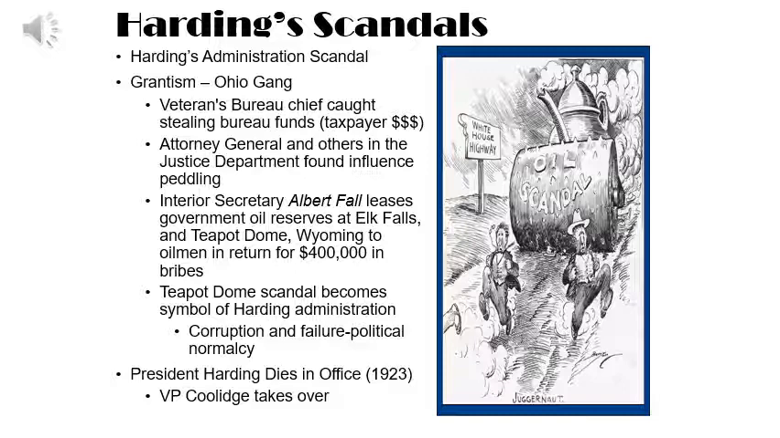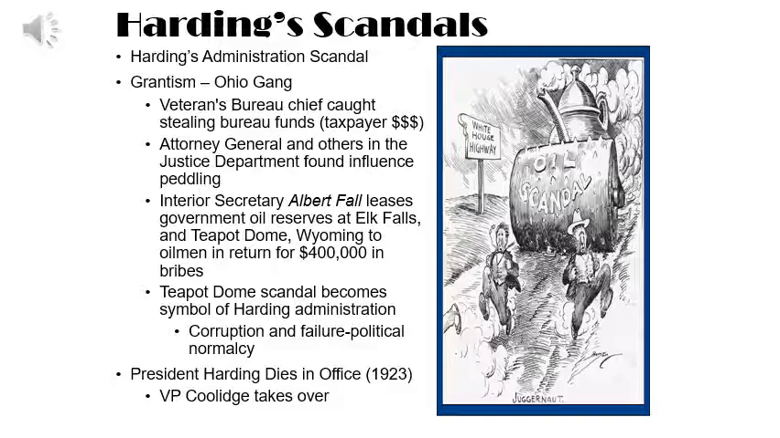The Ohio Gang, or Grantism, began when the Veterans Bureau chief was caught stealing bureau funds, or stealing taxpayer money for personal use. The Attorney General and others in his administration and the Justice Department were found influence peddling, offering favorable legal outcomes to their friends and more harsh outcomes to their enemies.